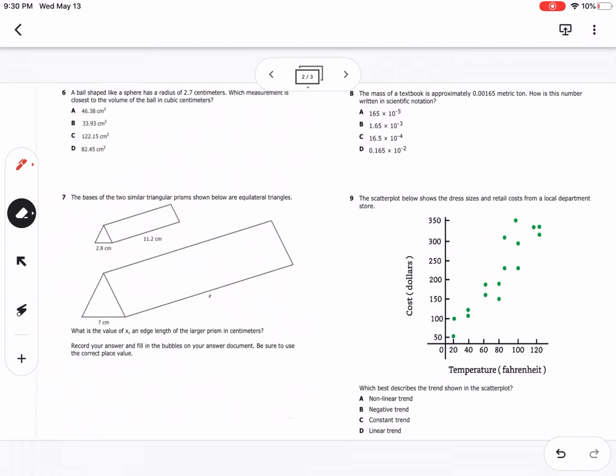We are almost done here. All right, so number 8. The mass of a textbook is approximately 0.00165 metric ton. How is this number written in scientific notation?